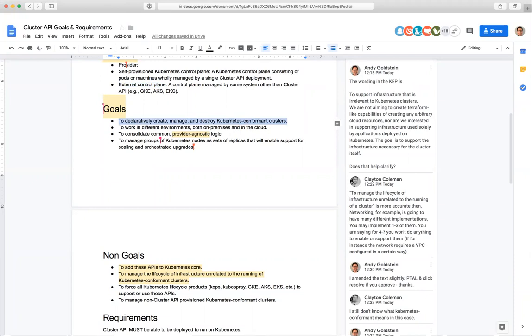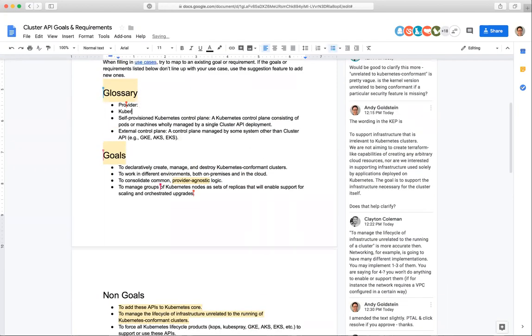Okay, I'm going to read off the goals as we have them written here. Number 1, to declaratively create, manage, and destroy Kubernetes conformant clusters. Kubernetes conformant just means that it can pass the conformance tests, and so it does not shut out vendors or other distributions. So Kubernetes, OpenShift, Rancher, whatever can pass conformance tests is what we're looking at managing. Should we add that to the glossary up above? Sure. I will fill that in later.